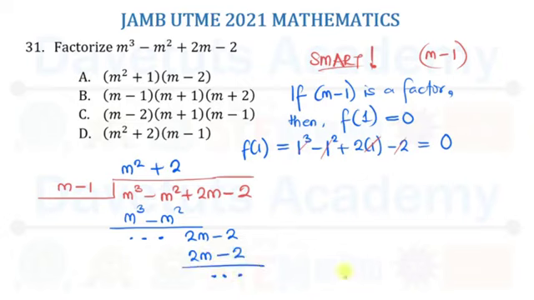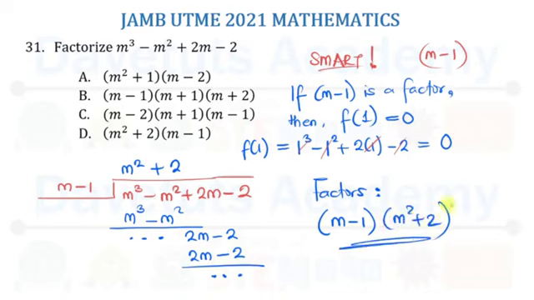So what we have is that the factors for that polynomial is nothing but, in the first case, m minus 1 that we tested with the factor theorem, and here m squared plus 2. There is no further way we can factorize m squared plus 2, so the solution will be option D.